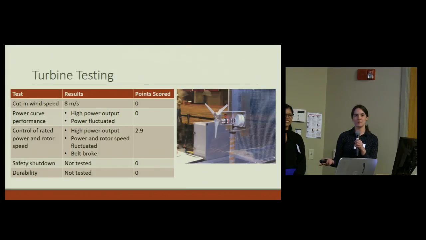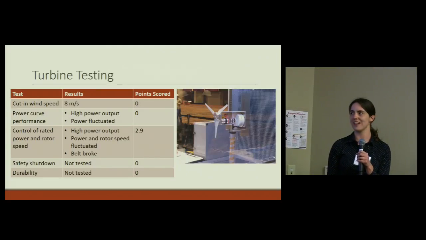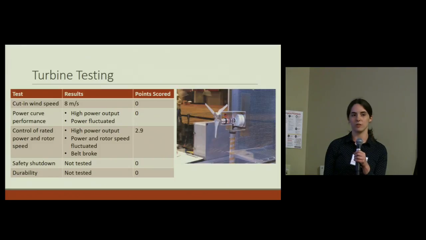Our wind turbine was able to cut in at 8 meters per second, and then it started producing actually more power than we expected, but that power was fluctuating greatly, so we didn't score quite as many points as we had hoped on that. And then during the control of rated power and rotor speed task, the same thing kept happening. We did manage to score a couple of points on the control of rotor speed, but the belt on our pulley ended up breaking, so we were unable to continue on to the safety shutdown and the durability tasks.